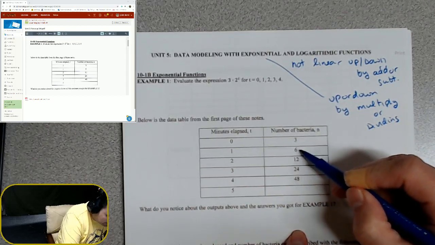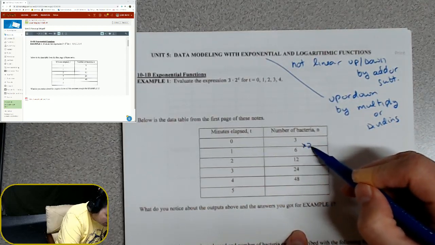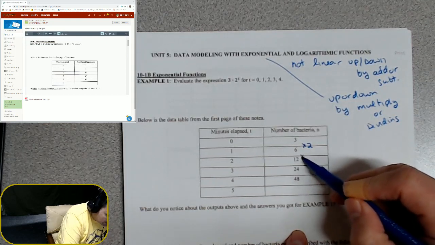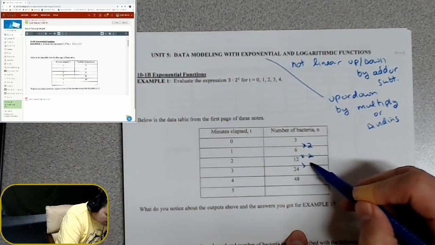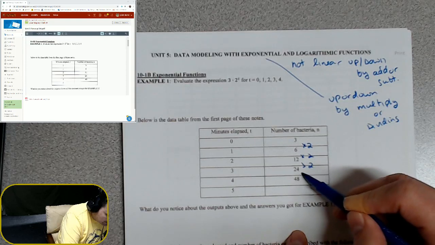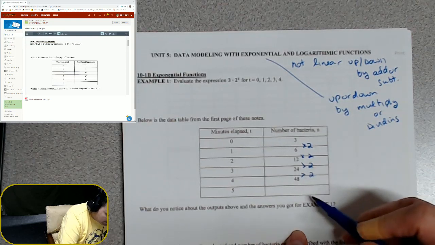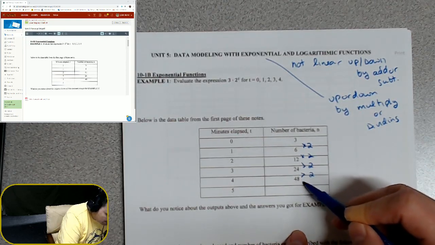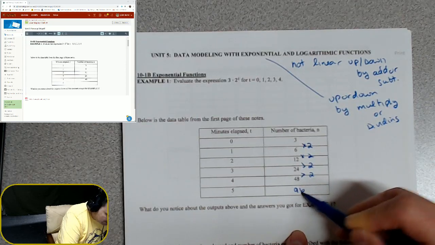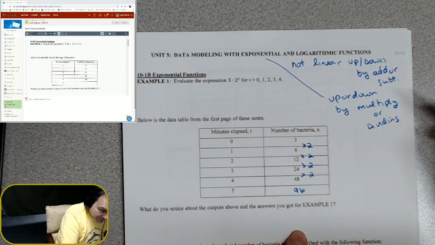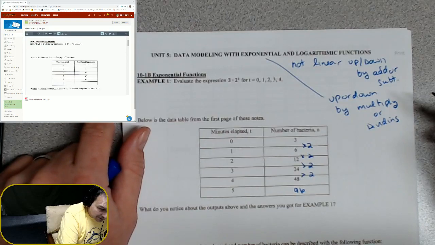For example, let's take a look at this. How do I get from 3 to 6? I times 2. I'm multiplying. Times 2, times 2. You see? I'm increasing by multiplying by 2 every time. So right here, when I times 2, that's 96. You see, we're not adding or subtracting, we're multiplying there.